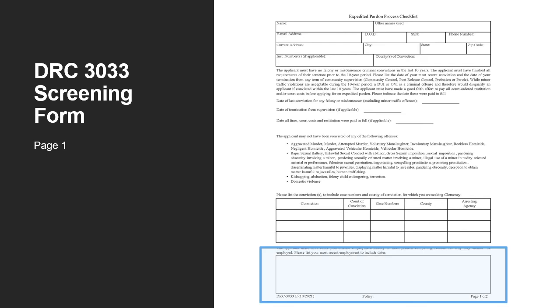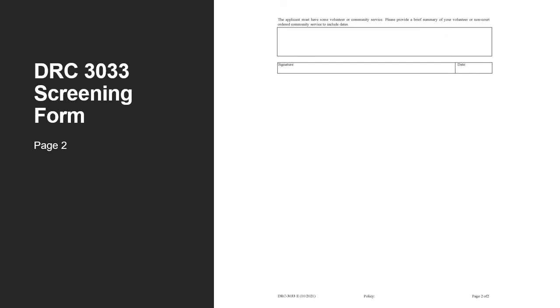The last question on page 1 of the DRC 3033 form asks you to include your most recent employment and the dates you held that employment. If you do not have any post-release employment, you should include the reasons you were not employed. Page 2 of the DRC 3033 screening form asks you to provide a brief summary with start and end dates of your volunteer or non-court-ordered community service. Finally, you should sign and date the form.